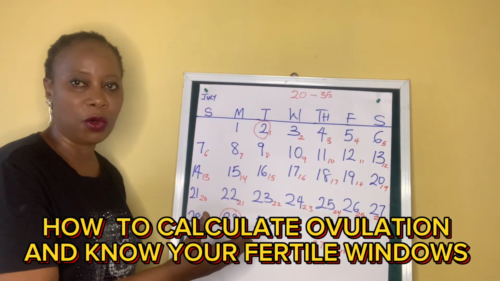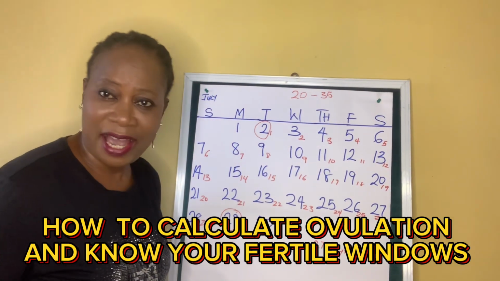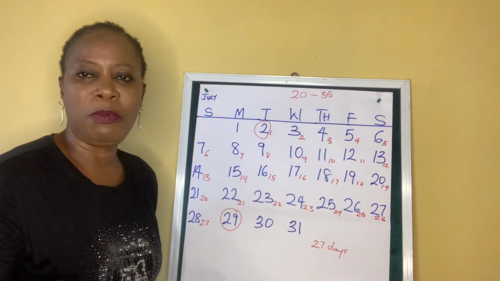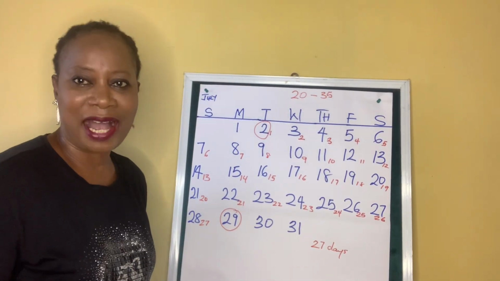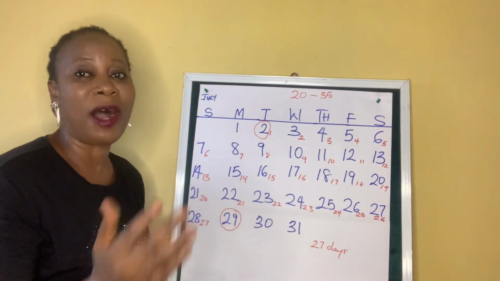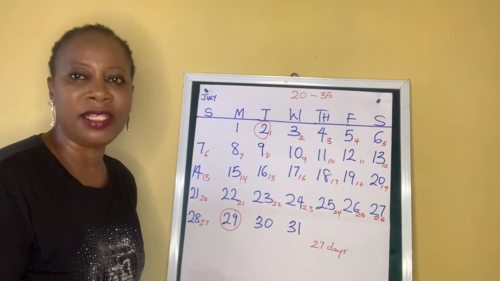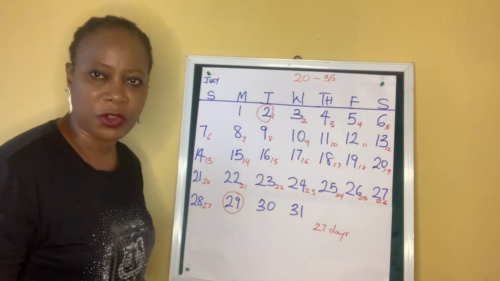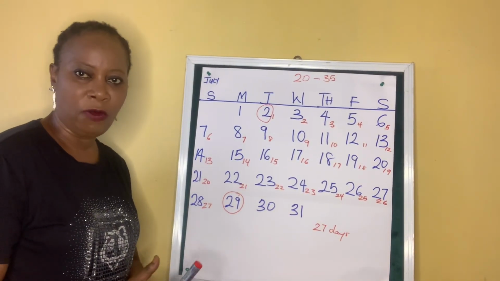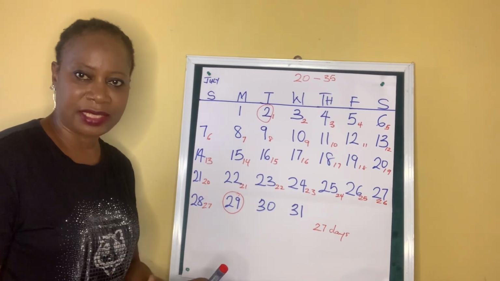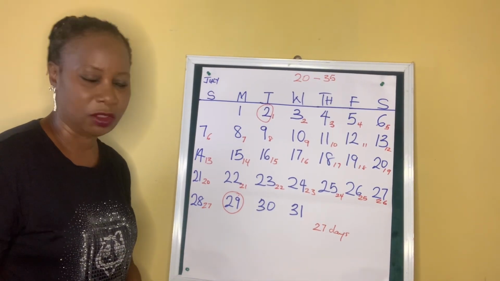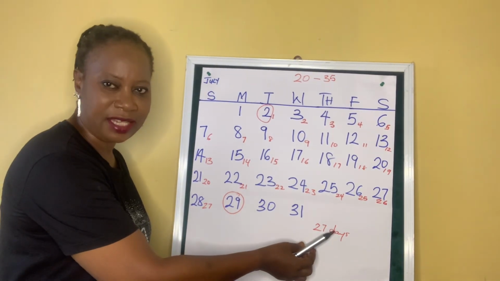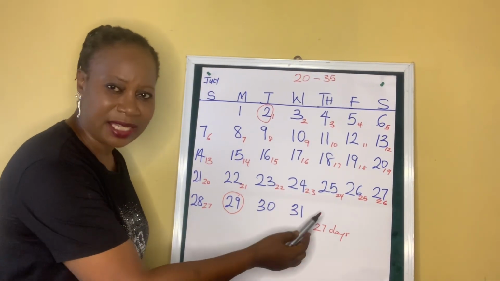fertile window. According to science, a woman will ovulate 14 days before her next period starts. That is when a woman will ovulate according to science. So if you want to calculate your ovulation, it's 14 days before your next period. And my cycle here is 27 days.